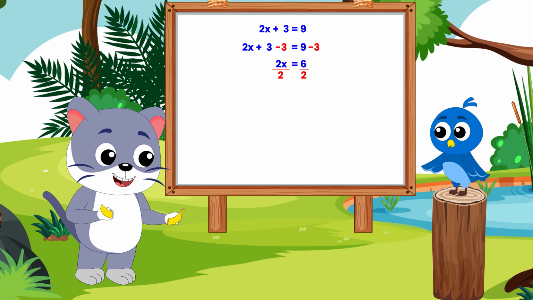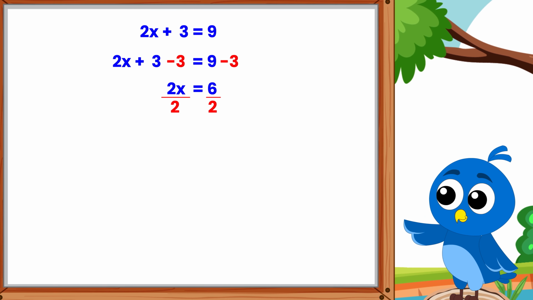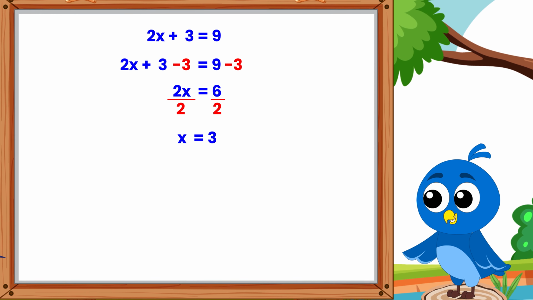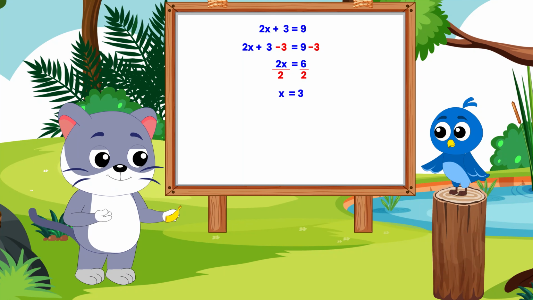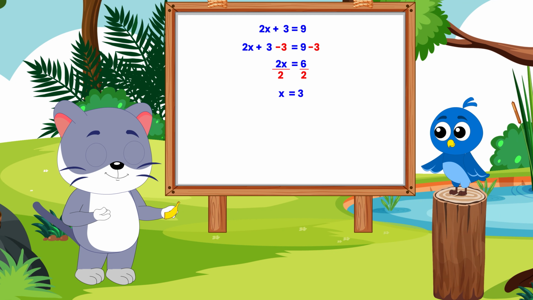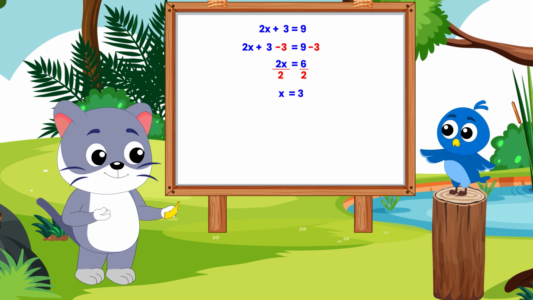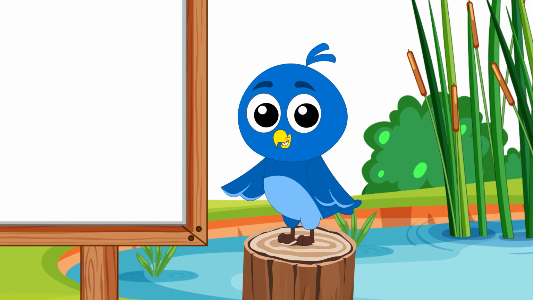I'm getting really hungry now. What's the final result? Ta-da! Now we have x is equal to 3, just like enjoying a tasty banana. Yum! So x is equal to 3 is the solution? You nailed it, Ravi. We found the magic number that makes the equation work. I hope you understand algebraic equation.